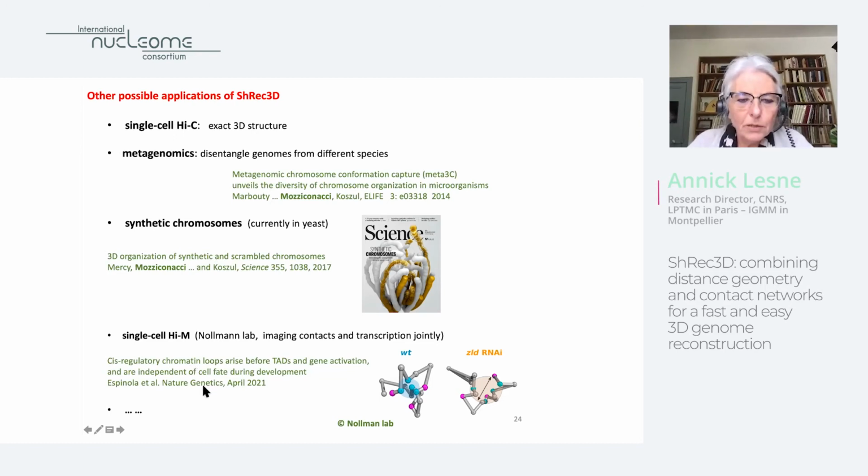And also a very recent paper by the lab of Marcelo Nollmann, where this algorithm has been used for single cell imaging. Here, the contacts are not measured, not recorded by the previous chromosome conformation capture, but directly imaged jointly with transcription using microscopy.